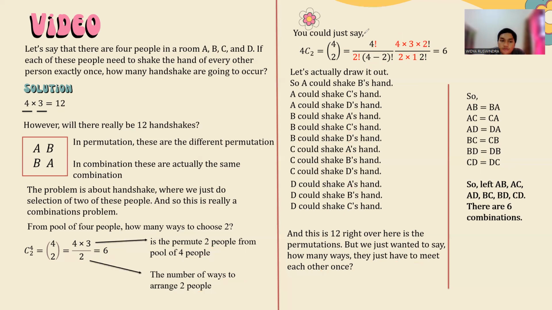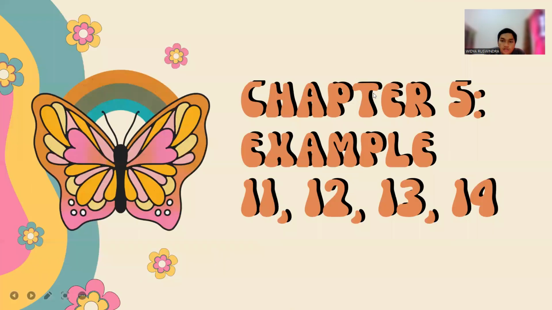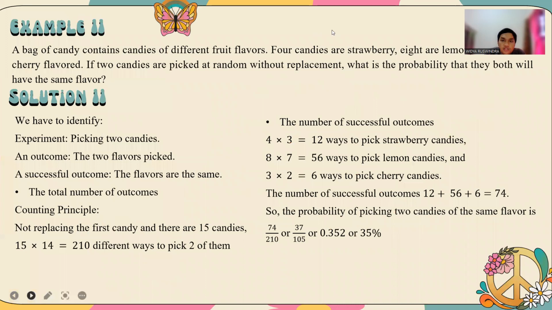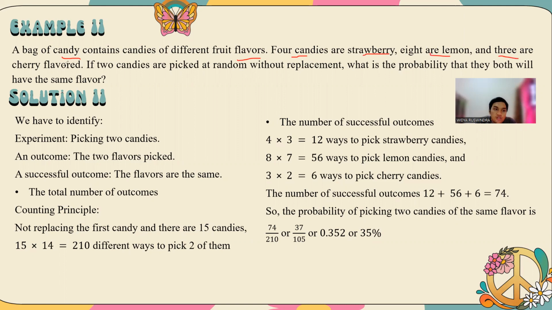Next, we move to chapter 5, examples 11, 12, 13, and 14. Okay, for example 11, a bag of candy contains candies of different fruit flavors. Four candies are strawberry, 8 are lemon, and 3 are cherry flavor. If two candies are picked at random without replacement, what is the probability that they both will have the same flavor?